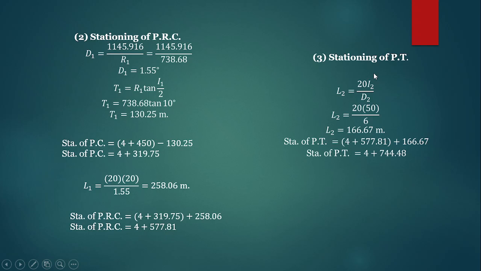Stationing of PT naman po. Ayun, sorry sa pag ano ng cursor, late na gamit. So L2 is 20 times I over D2. L2 naman ay 20 times I, which is 50, over 6. L2 is equals to 166.67 meters. In order to find the PT, add lang natin ito na PRC natin at yung value nito na L2. So, station of PT is 4 plus 744.48.